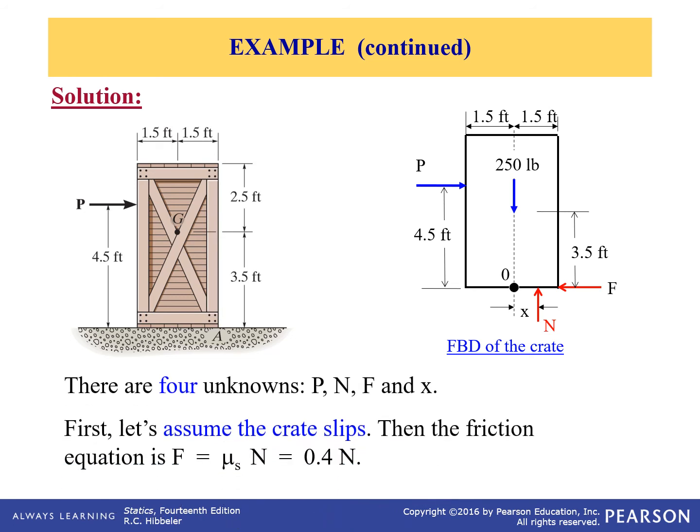All right, so there are the unknowns I just mentioned: P, and F actually isn't an unknown because it's going to be mu N for this case only, and we don't know what X is. So we're going to assume the crate slips. We already said that. And since that's true, the friction is mu S N. Mu S was given to us in the problem as 0.4, and we don't know what N is. So let's apply our equations.